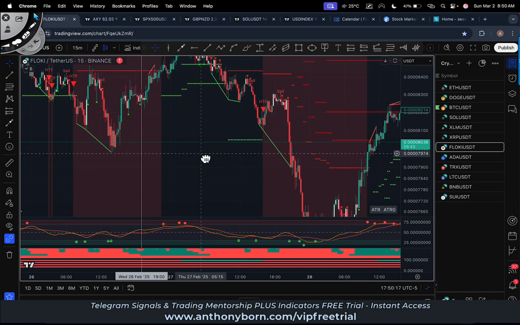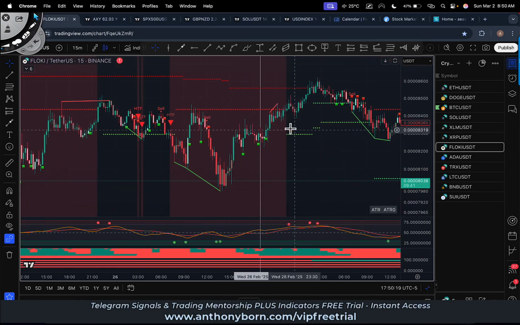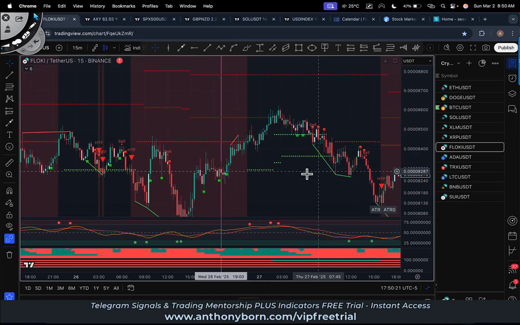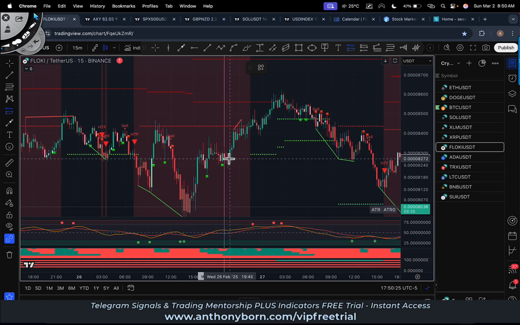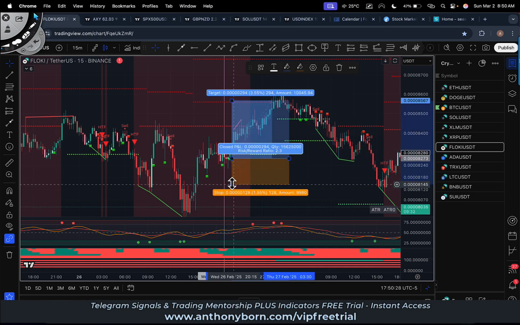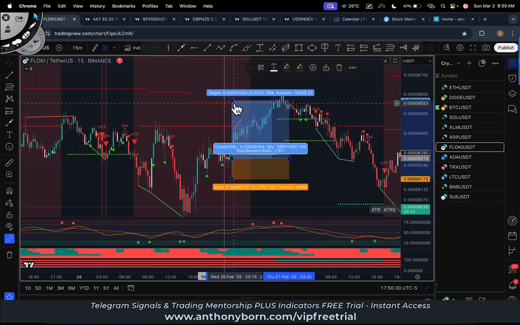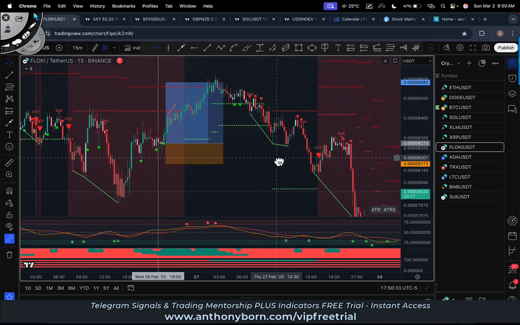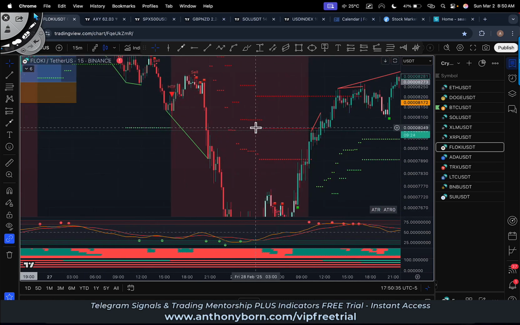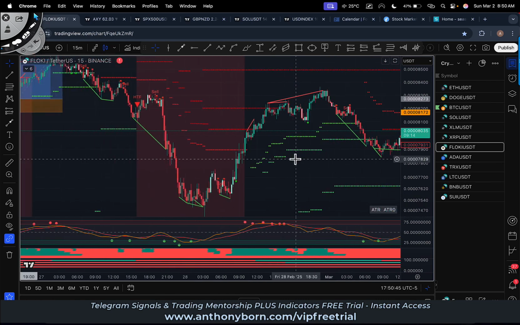Okay, so yeah, that was our point of interest on the daily. So we would have taken this trade, long position on the alert, stop under the previous low. There's a 3R there, and then it dipped under. This was after the fact.